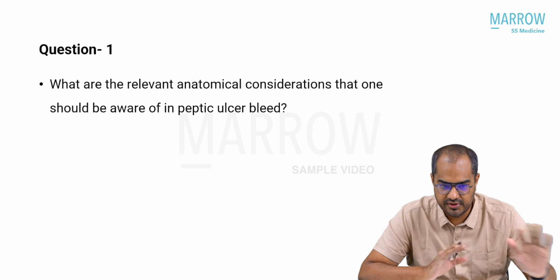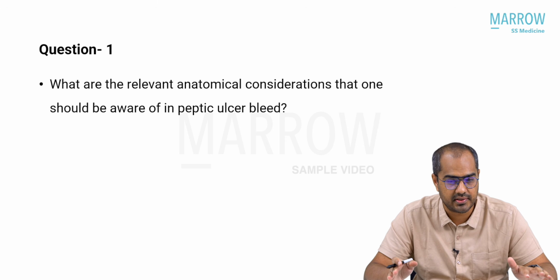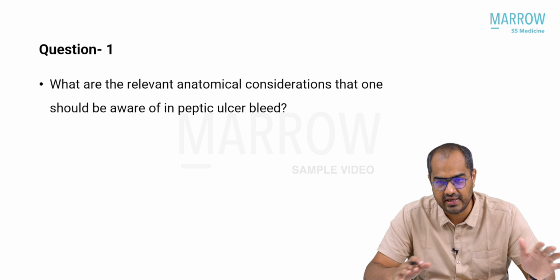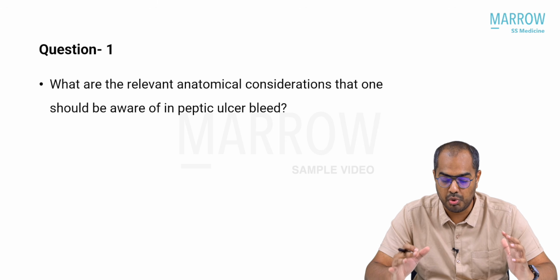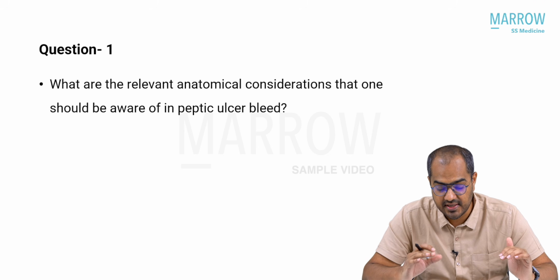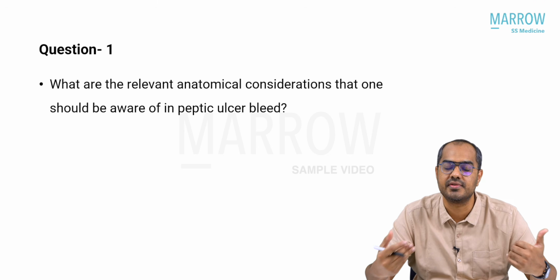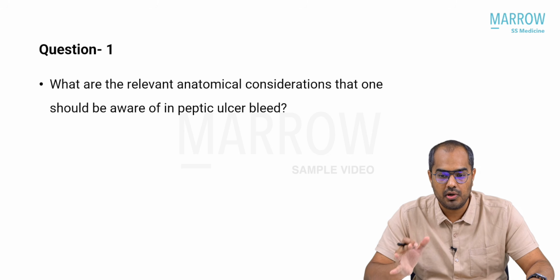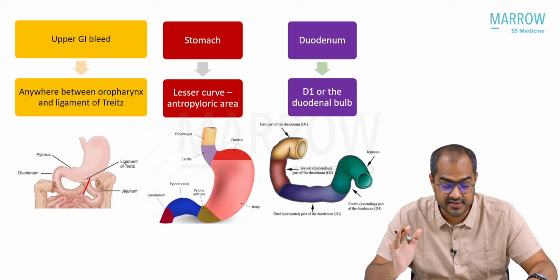Now, with this background, this patient does not have thrombocytopenia, does not have an altered AST-ALT ratio, and does not have an abnormal INR value or albumin level. So the first approach is, what are the relevant anatomical considerations that one should be aware of in peptic ulcer bleed? Now we're going to assume that in this case scenario, this is most likely an ulcer bleed. So using this case scenario, I'm going to go through certain aspects of an ulcer bleed.